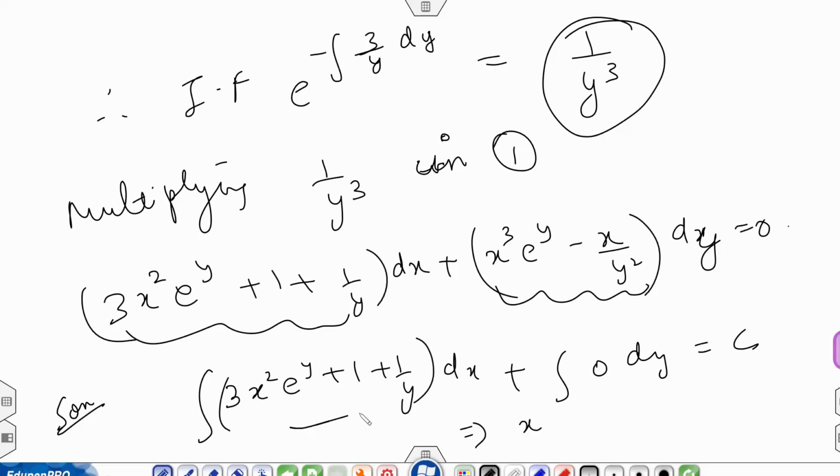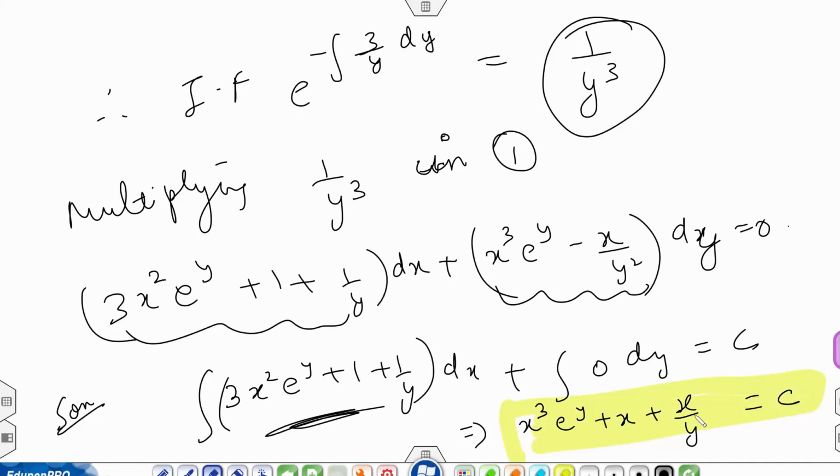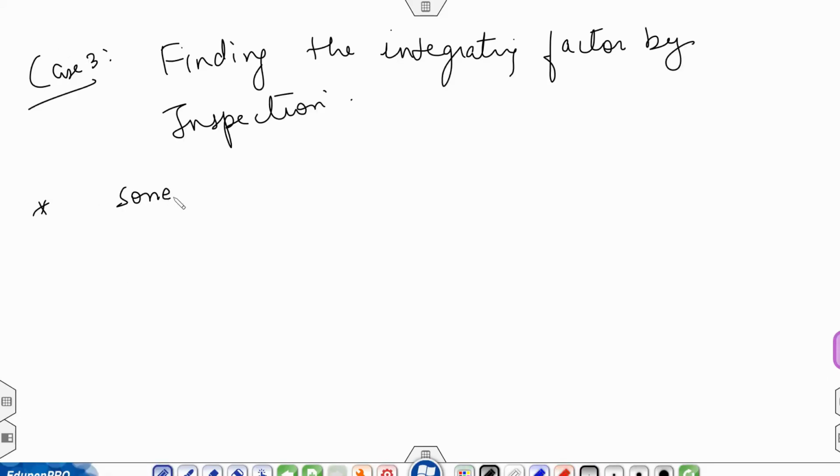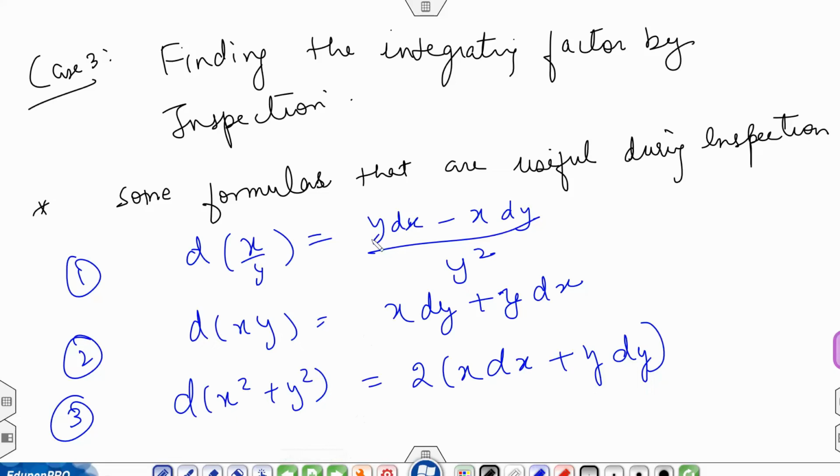So after integrating this term, I am getting this as the final solution for the given differential equation. Now we will move on to the last case, that is finding the integrating factor by inspection. I'll write down some formulas. These are the formulas which will be useful during the inspection method.